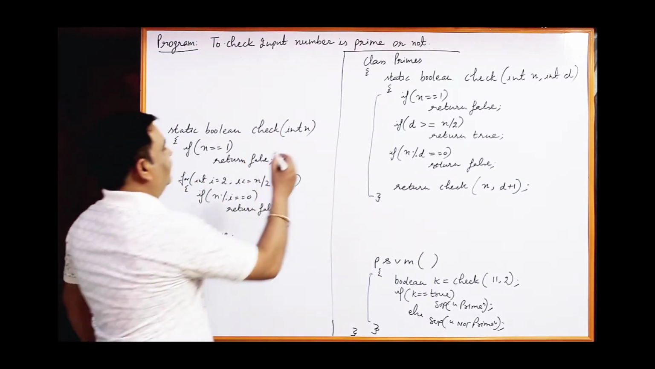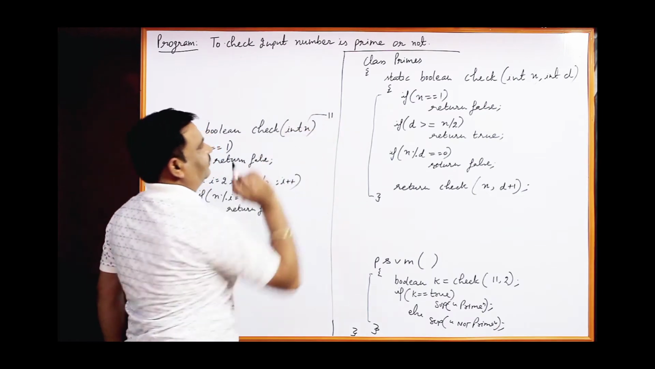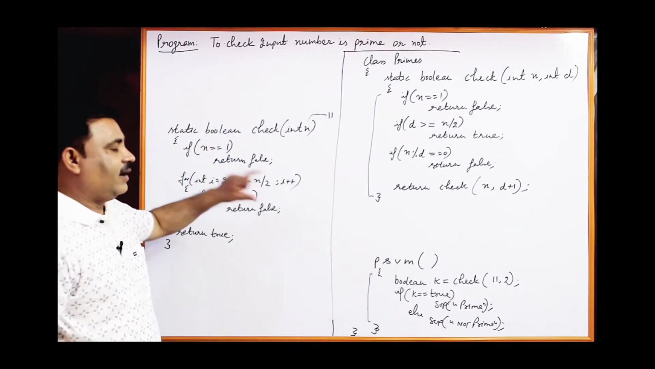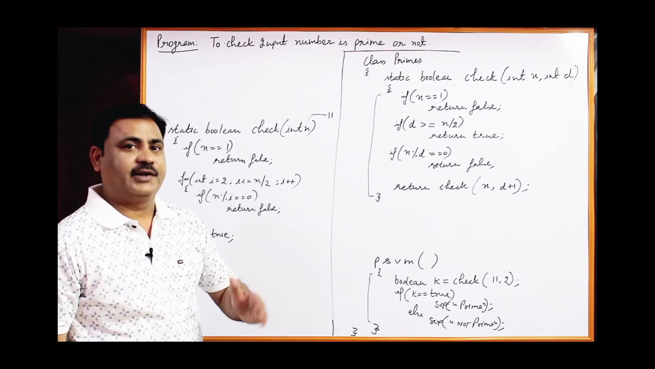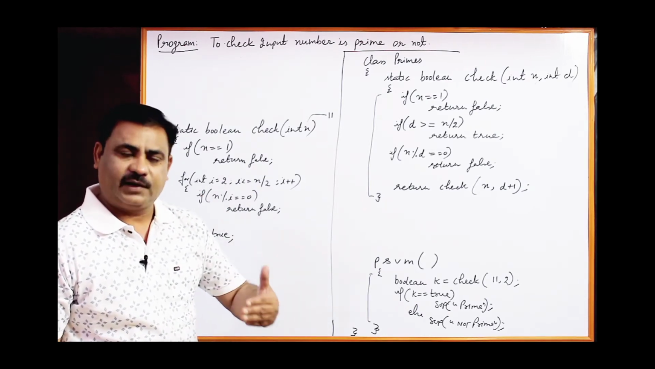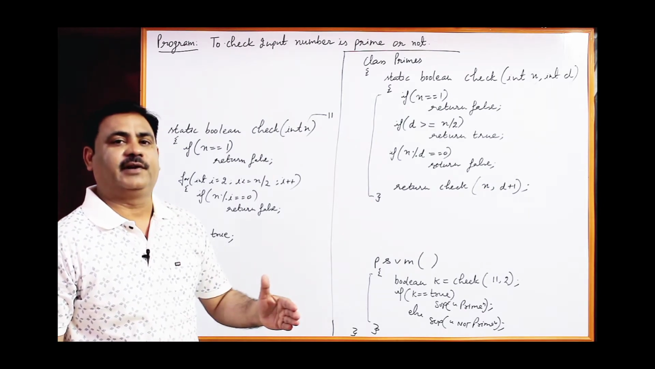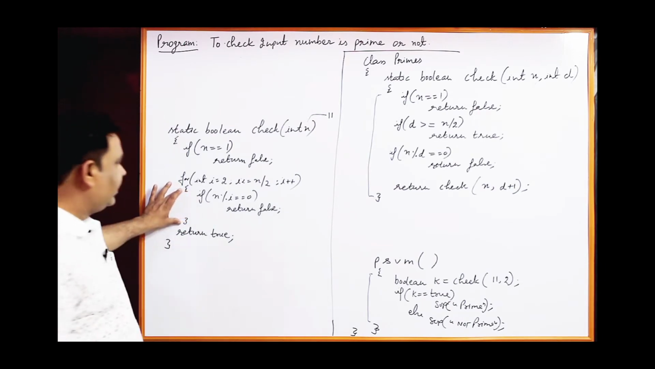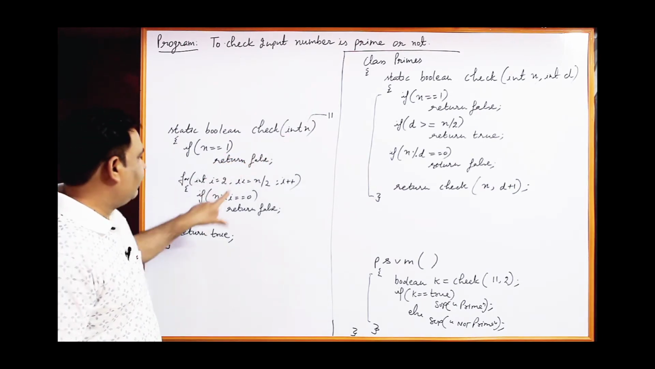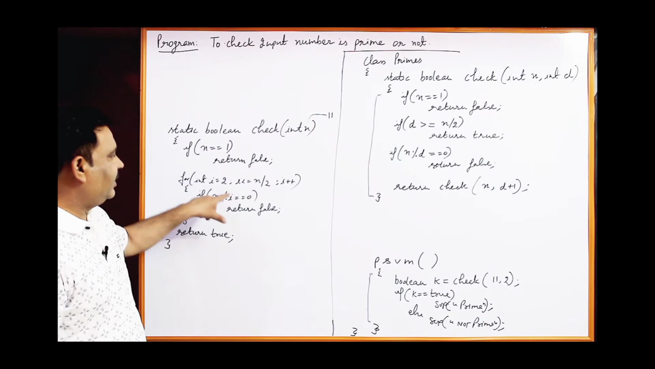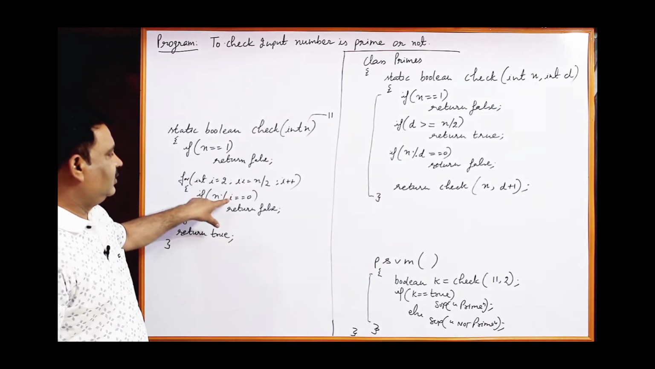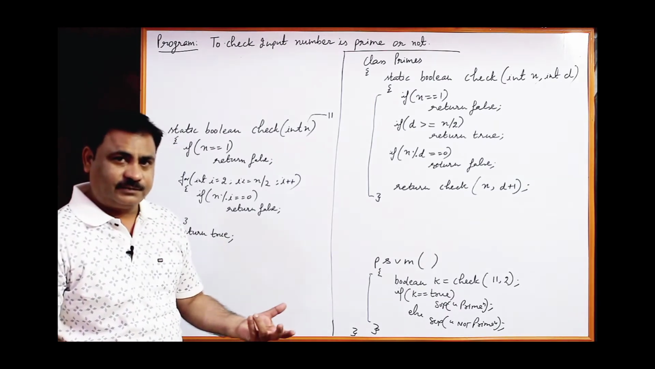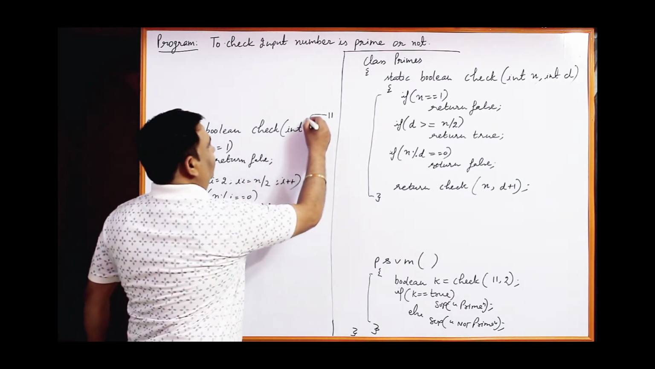Example, if the number is suppose 11, we will start from 2 to half. We will check 11 by 2, by 3, by 4, by 5. But 11 will not be divided by any of these, so it is a prime number. So we are checking here that 11 is not divided by 2, 3, 4 and 5. Afterwards it will come out of the loop and return true. So 11 is a prime number. Another example, if it is 25.